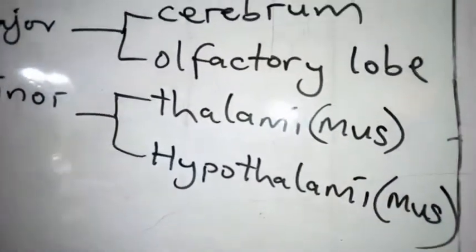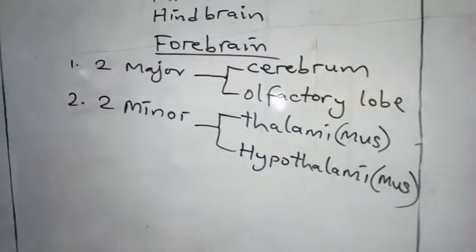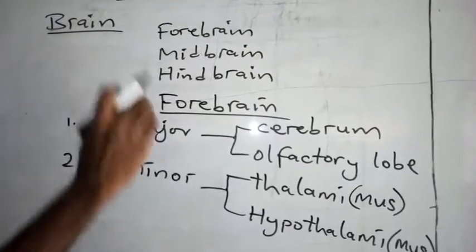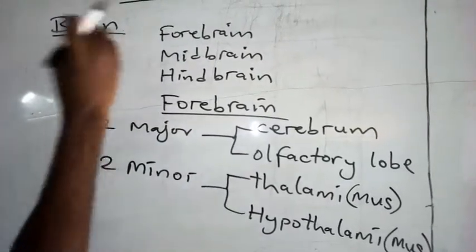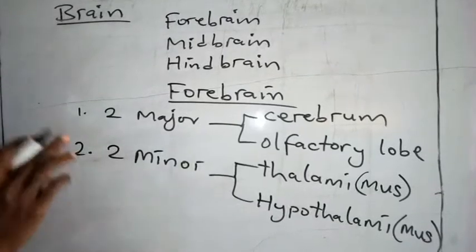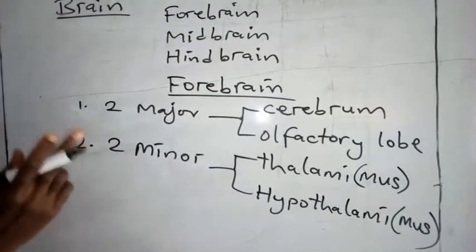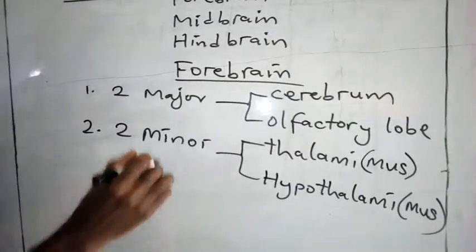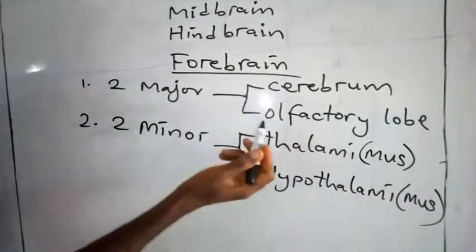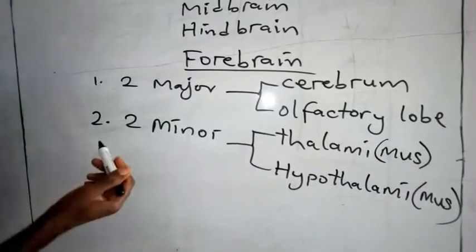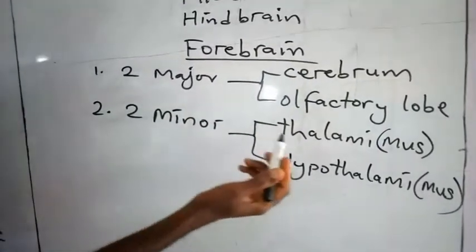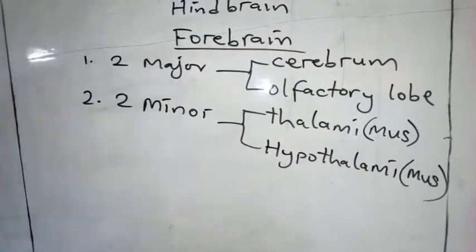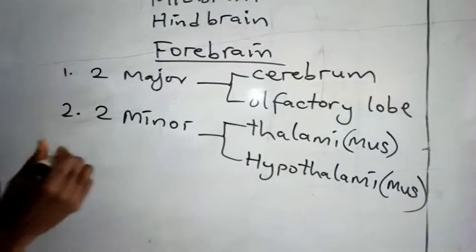Let me take that again. The brain is divided into three major parts: the forebrain, the midbrain, and the hindbrain. Then the forebrain on its own is divided into four parts, or two parts that have major and minor. The first two major parts include the cerebrum and the olfactory lobe, while the minor part is made up of thalamic and hypothalamic. We are going to take them one after the other. Let's look at the cerebrum.